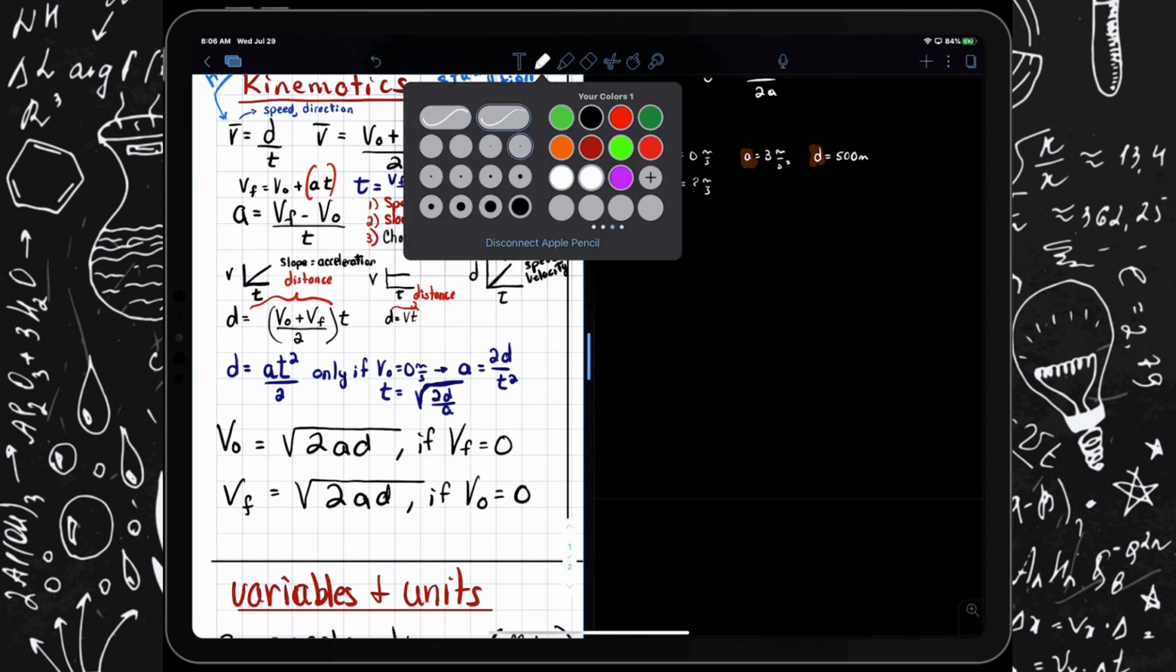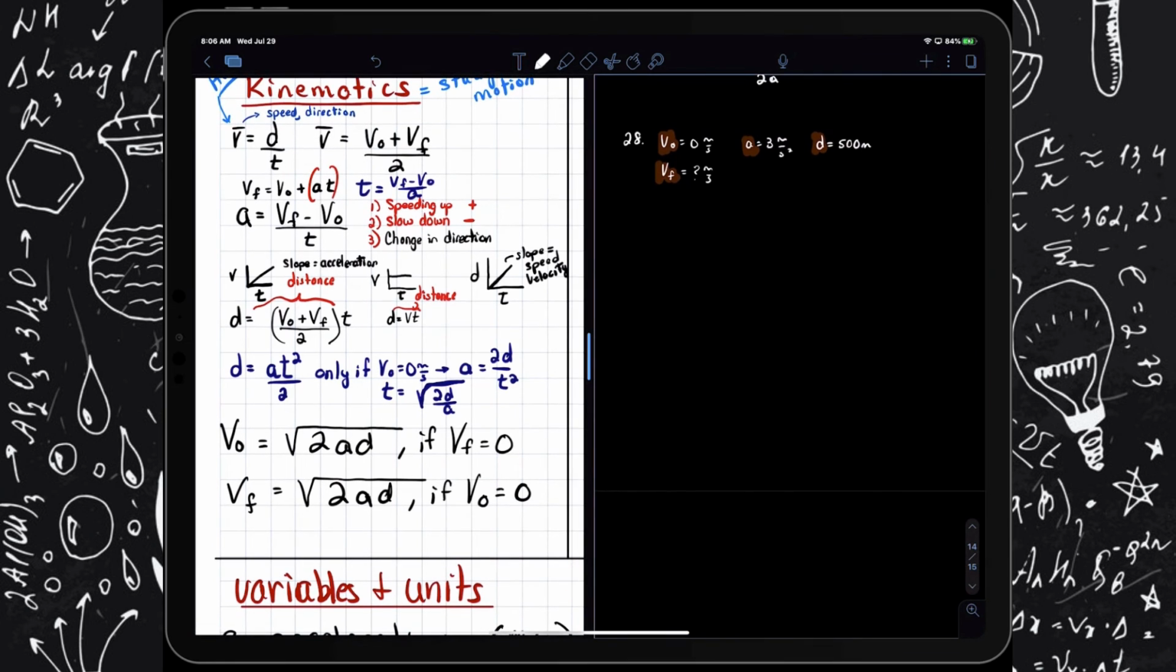So let's put that in. You have VF equals the square root of 2AD. We just rearranged it: you had D equals VF squared divided by 2A. So we multiplied both sides by 2A and took the square root to solve for VF. That's how we got that. Or you just simply remember to put down some good formulas on your formula sheet.